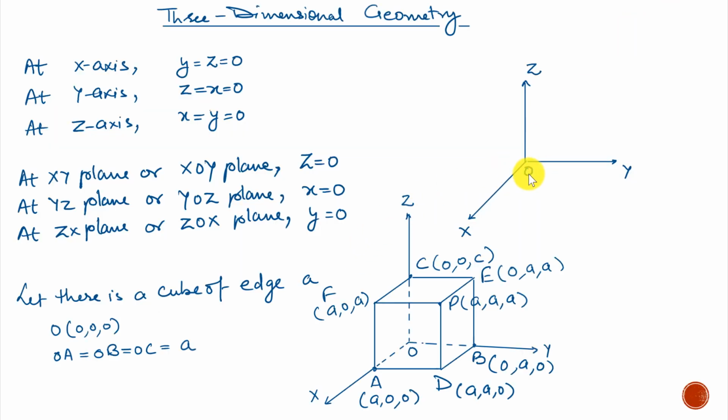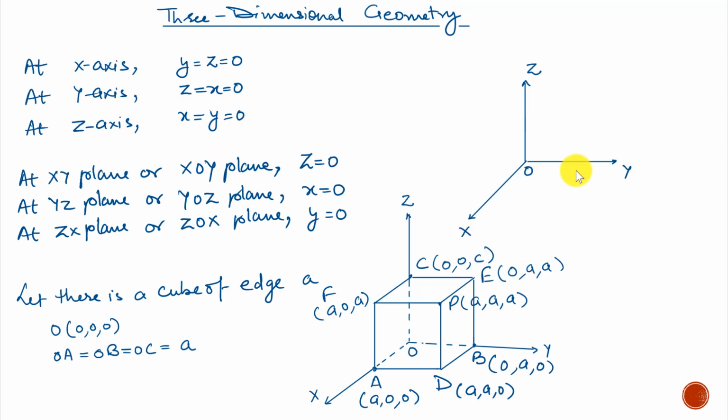In 3D, we have three axes: x-axis, y-axis and z-axis. On the x-axis, y and z are equal to 0. If we take any point on the y-axis, z and x are equal to 0. And on the z-axis, x and y are equal to 0.